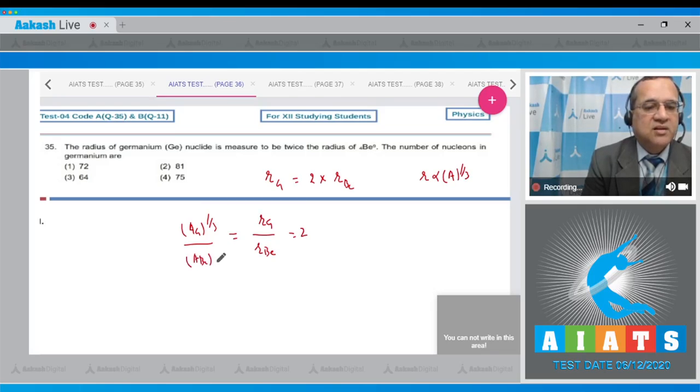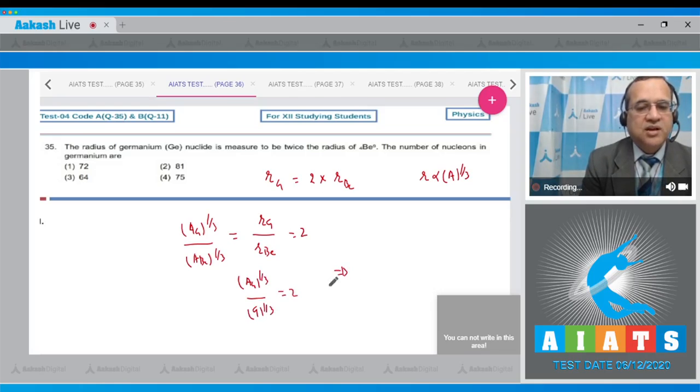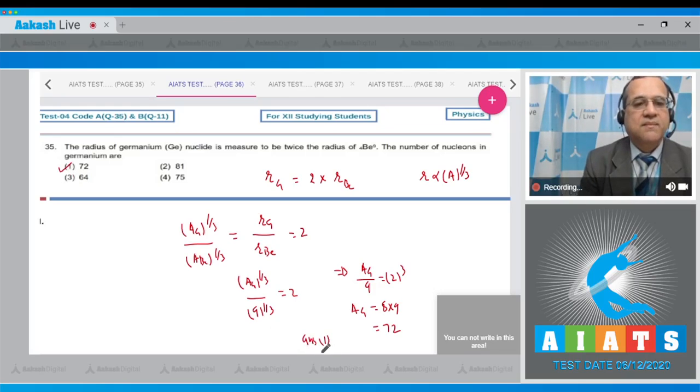divided by A of beryllium power 1 by 3. Now this A of beryllium is given as 9. So A germanium power 1 by 3 divided by 9 power 1 by 3 is equal to 2. Now taking the cube on both sides, A germanium divided by 9 will be equal to 2 cube. So A of germanium is equal to 8 into 9, which is equal to 72. The number of nucleons in germanium is 72. The answer is the first option.